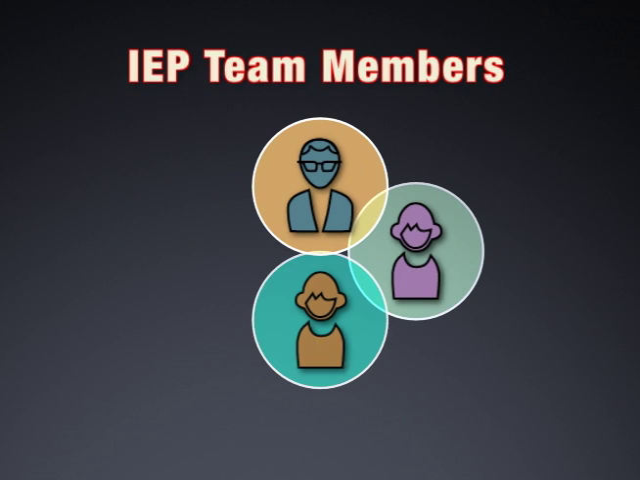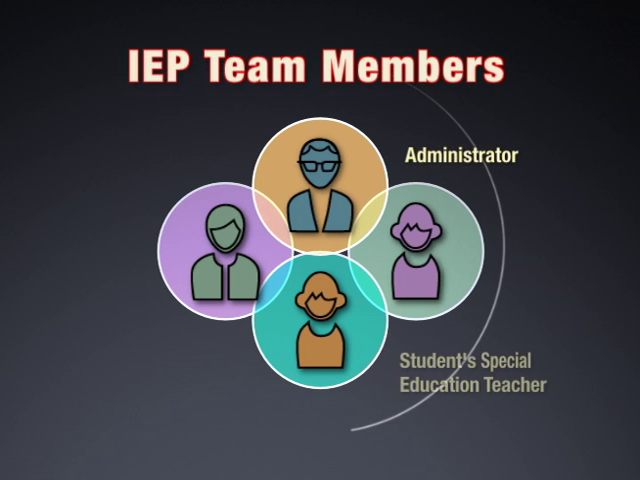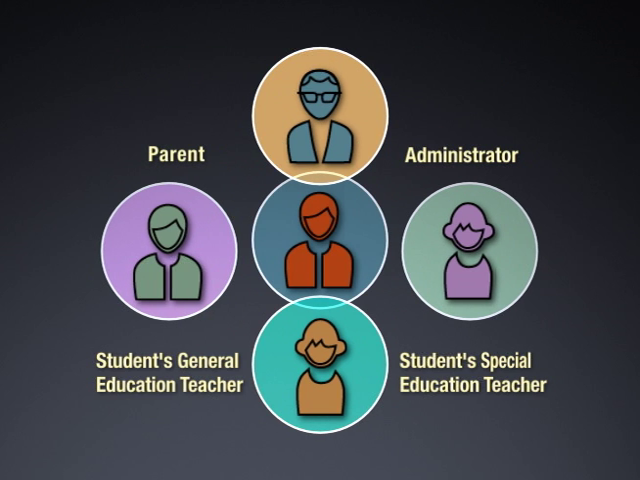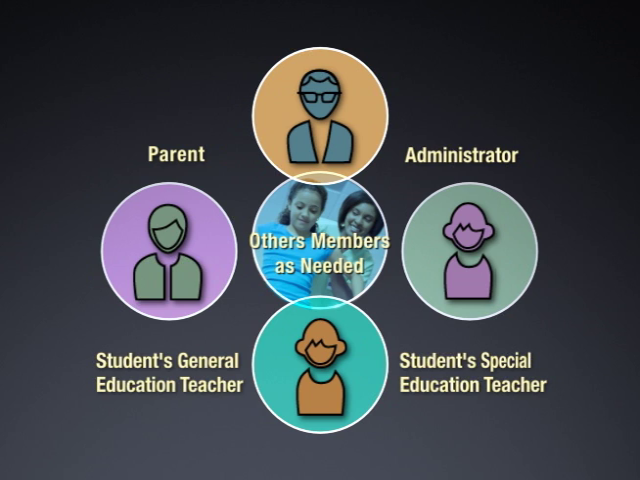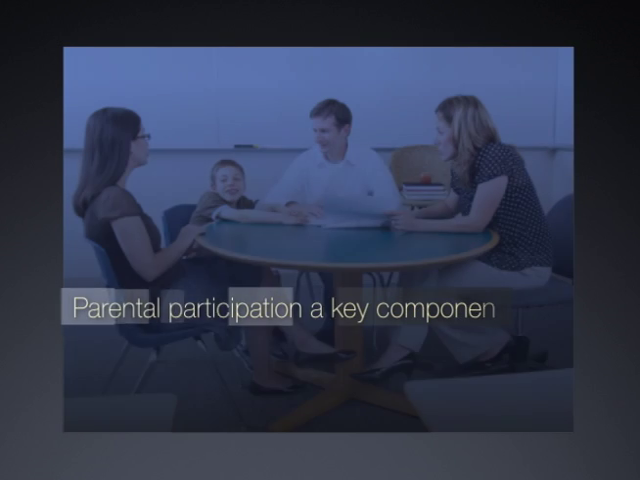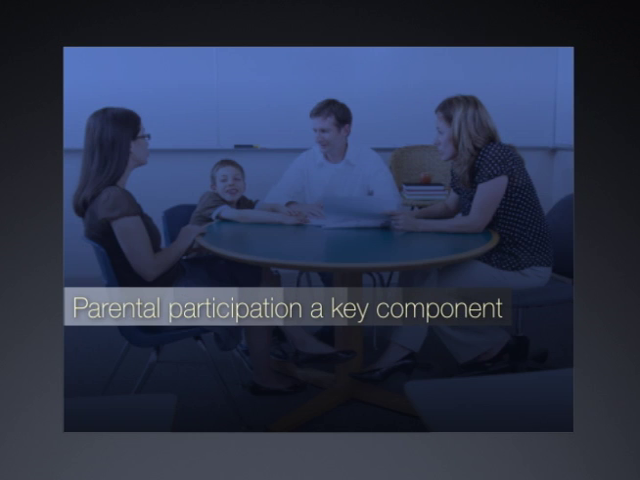There are at least 4 required members of an IEP team. If there are assessments being reviewed or considered, other team members are needed. These core members cannot be excused from participation. However, if there are team members, such as an occupational therapist, on your child's team and that area is not being discussed, that team member could be excused from the meeting with your permission. Parental participation in developing the IEP is a key component of the process.